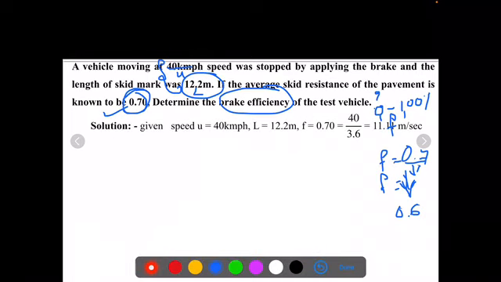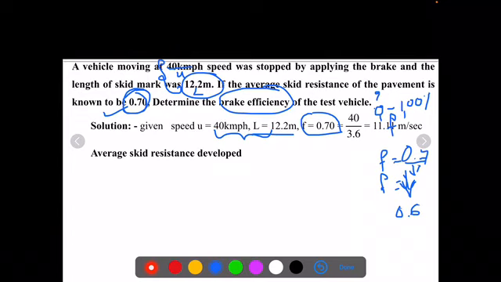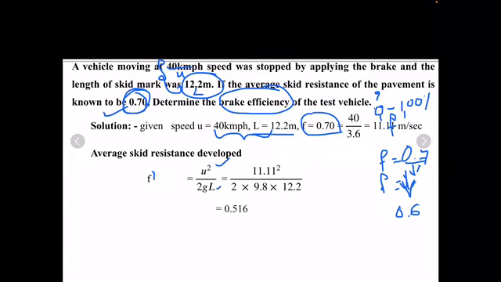The speed value is given, u is equal to 40, the initial speed as 40 kmph. Convert that, and we will get the value as 11.11 meter per second. The braking distance is given, and f, the design value of coefficient of friction, is given. So for these two conditions, determine the actual skid resistance that is developed. We know that it can be taken as f dash is equal to u square divided by 2gl. Substitute all the values. The u is known to you, L is given. Calculate the actual friction.